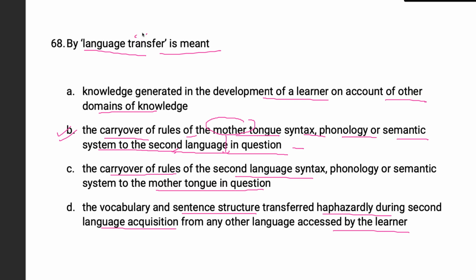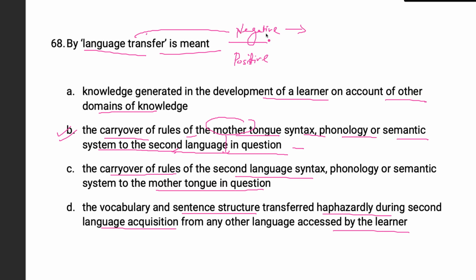Language transfer is of two types: negative transfer and positive transfer. Negative transfer, when we try to take all the rules as such to the target language, which is not always possible because the sound system and the phonology or the semantics or the syntax of every other language is slightly changed. If not completely, it is slightly changed. और जब हम पूरे के पूरे rules transfer करने की कोशिश करते हैं तो somewhat we get mistaken.